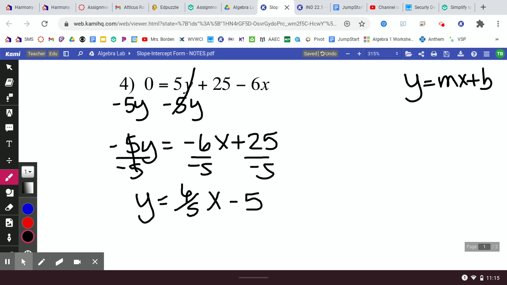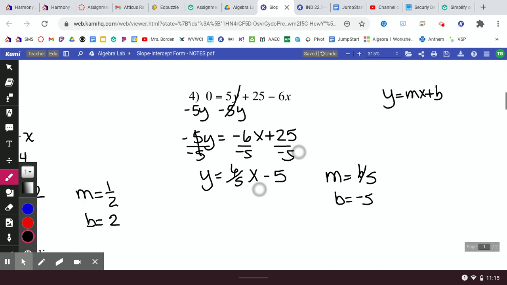Gabby, what's my slope? Tell me what to write, though. Good. M equals 6 over 5. And Bryce, what's my y-intercept? Almost. Positive or negative? Right? And what would I write to answer it? Not y. Good. B equals negative 5. Great. Okay, so that was a review from yesterday.